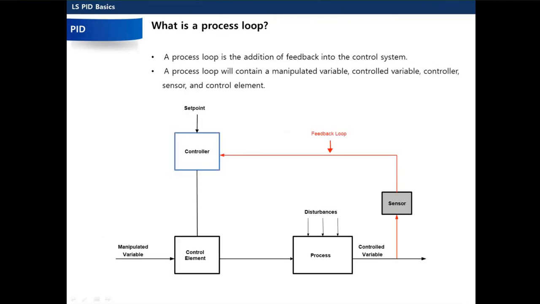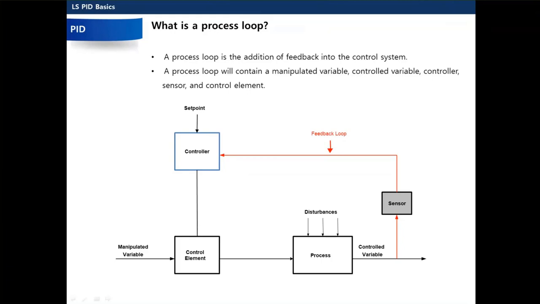So starting out with some of the basic stuff here, what is a process loop? Sometimes you'll hear, oh, I need process PID, or I need some kind of process on my line or something like that. So a process loop is a control loop that uses feedback. You have your control system that would be like a VFD. If you add some feedback in there, then it becomes a process loop. The feedback device is closing the loop to regulate your speed.